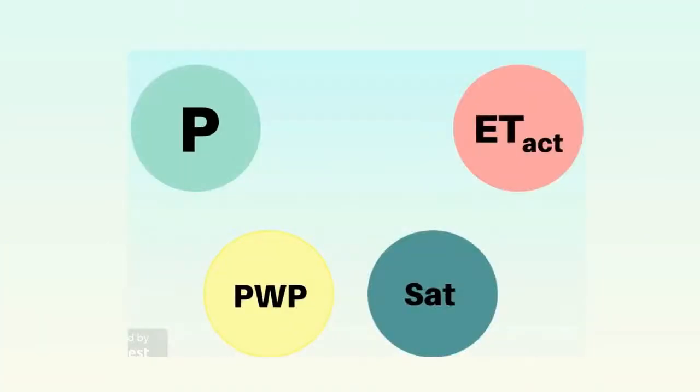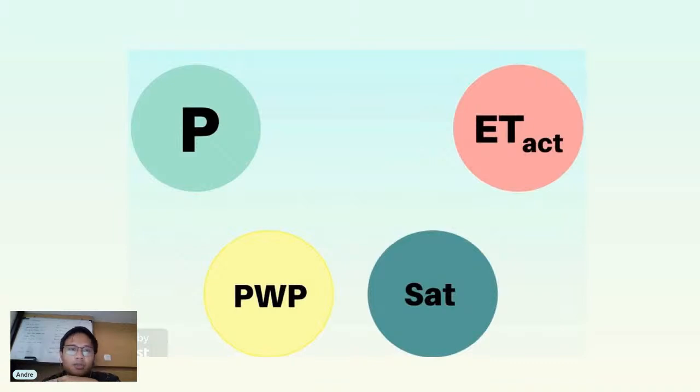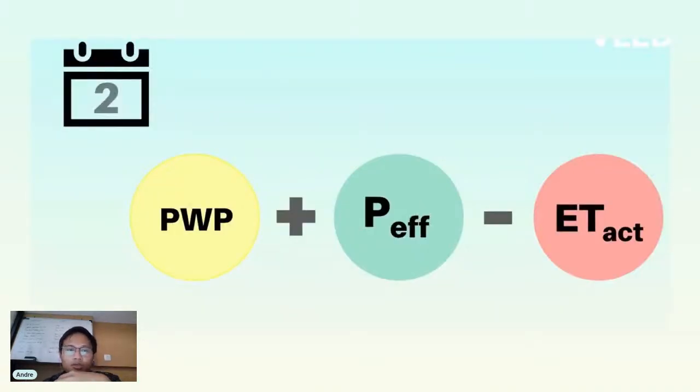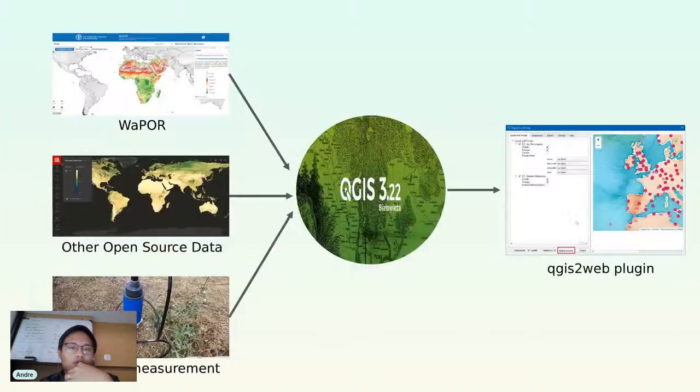Then, this part is more technical: we collect data from open sources, including WaPOR, such as precipitation, actual evapotranspiration, the permanent wilting point, and the saturated water content in the soils. And then we use some calculations day by day to get the daily soil moisture content.